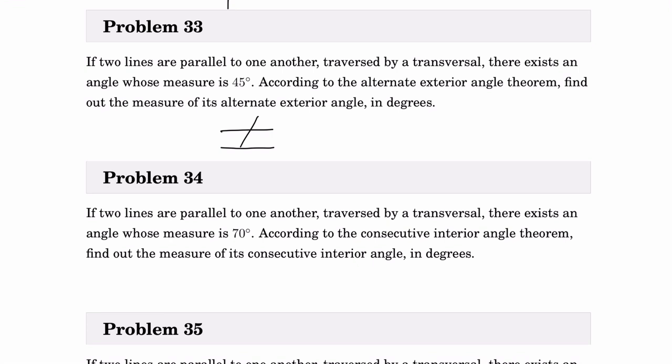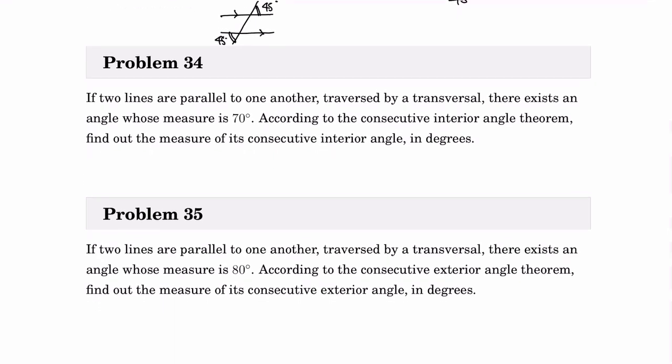So we draw a picture, and I think I need to mark out 45 out there. Now, according to the definition of alternate exterior angle, we need to have a pair of angles on the opposite sides of the transversal, and at the same time, it shouldn't be interior of the two parallel lines that we just drew. So in fact, this would be 45. Now, according to the AEA theorem, the answer for this question must be 45. All right, so 34 and 35. We just have two more problems.